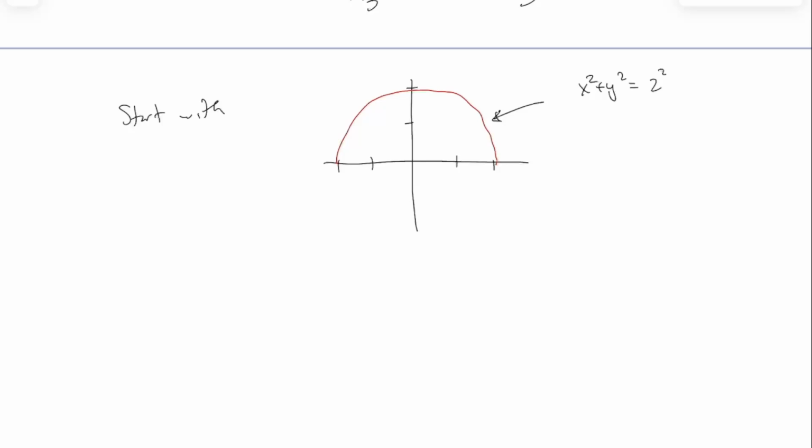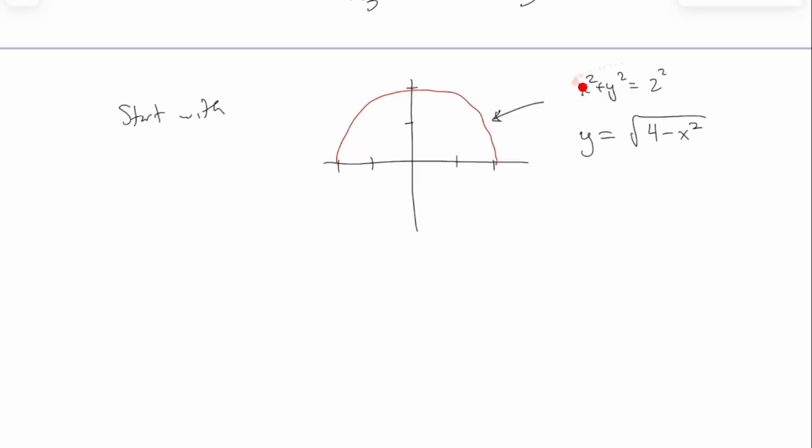But if I want just the top half as a function, that would involve solving this for y. Can anyone say what you would get as a function if you solve for y here? This involves doing the square root and some other stuff, yeah? The square root of 4 minus x squared. Yeah, I like that. The square root of 4 minus x squared.